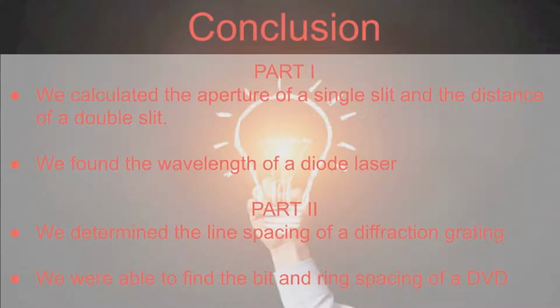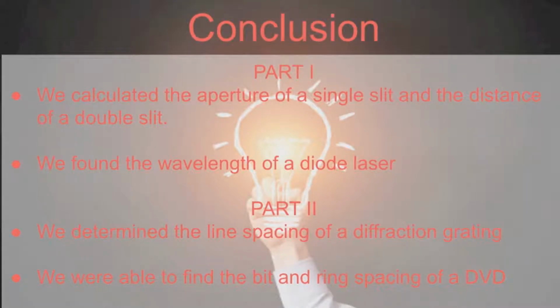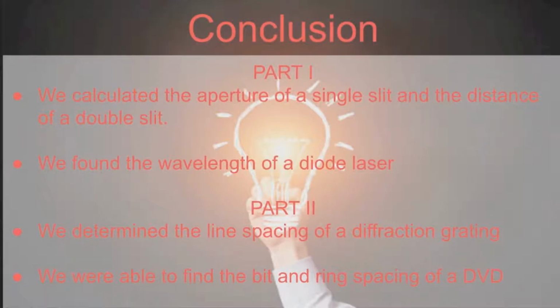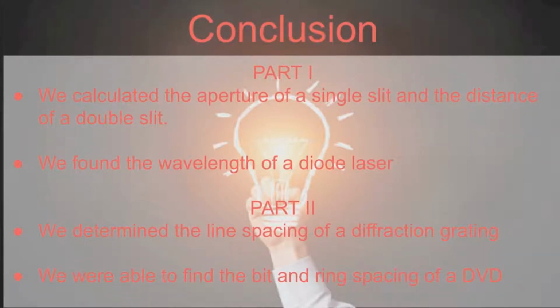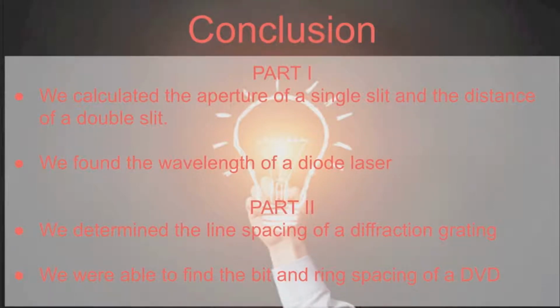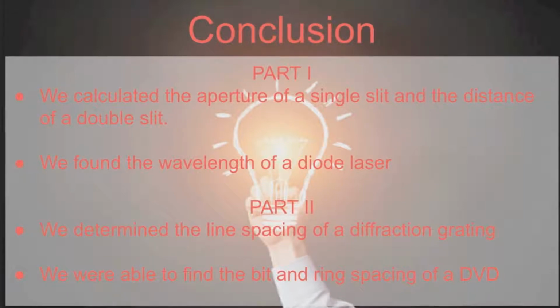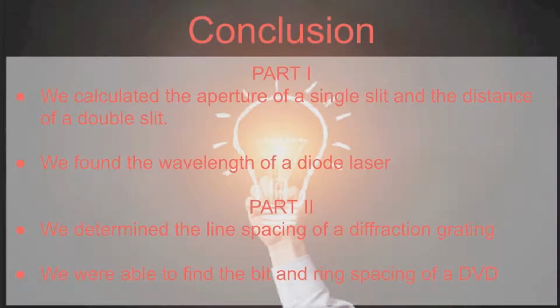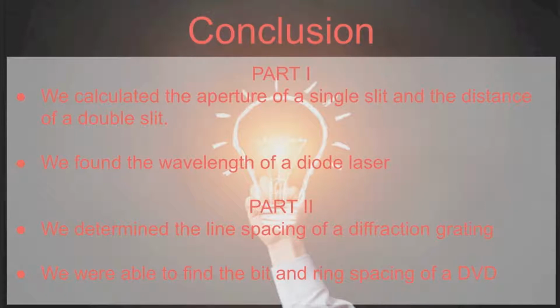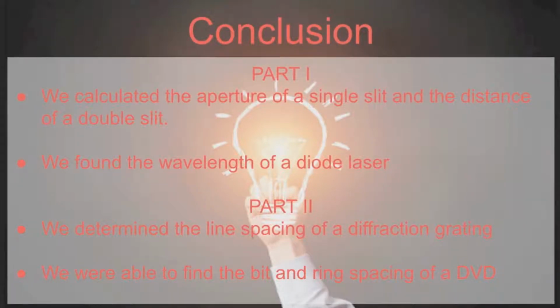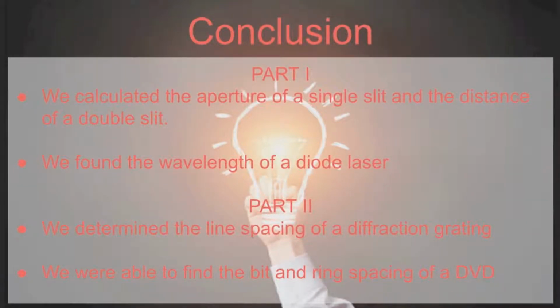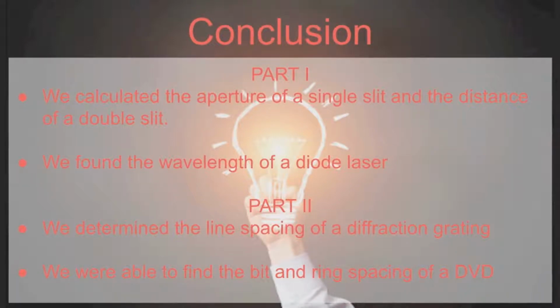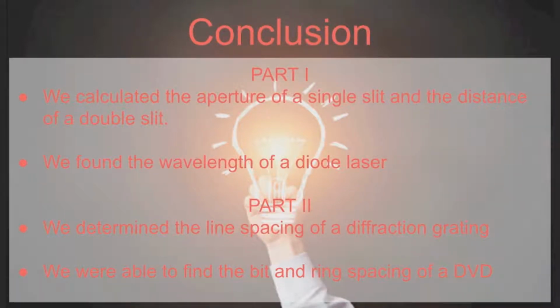In the first part of the lab, we were able to model several different slits. The single slit, we found the aperture, and with the double slit and so on, we found the distance. We were able to use this data to calculate an unknown wavelength of a diode laser. In part 2 of this experiment, we determined the line spacing of a diffraction grating, and then with the DVD, we were able to calculate the bit spacing and the ring spacing.